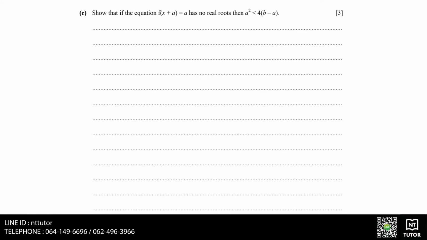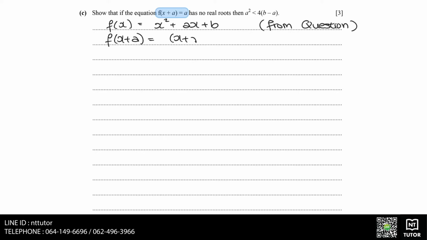C. Show that if the equation f(x + a) = a has no real roots, then a squared is less than 4 times (b - a). From the first part of the question, we know that f(x) = x squared + ax + b. So if f(x + a) = a, when we substitute x + a into the function, it should equal a.